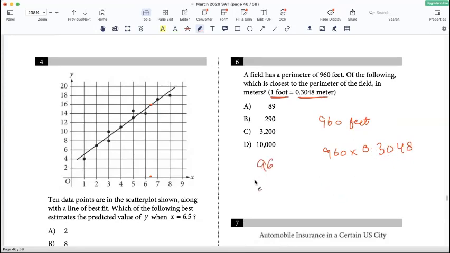96 into 305, right? 0 carry 3, 48, 00, carry 1, 28, right? So this would be about 3 points, so 2 decimal places. So about 290, option B.